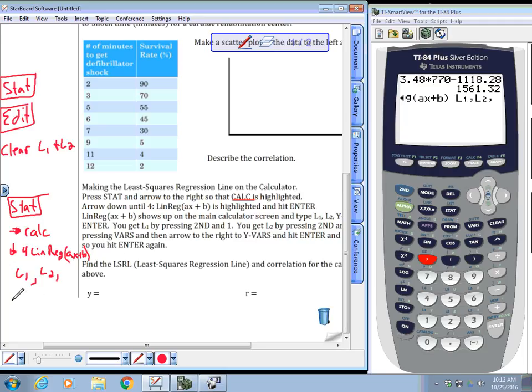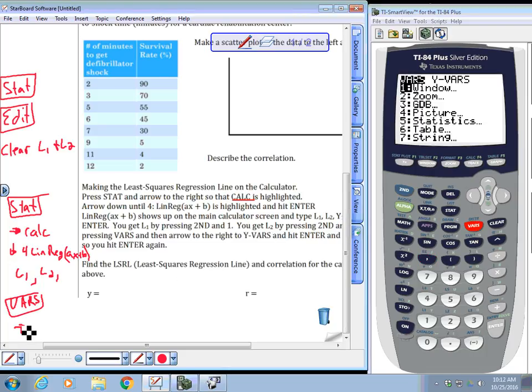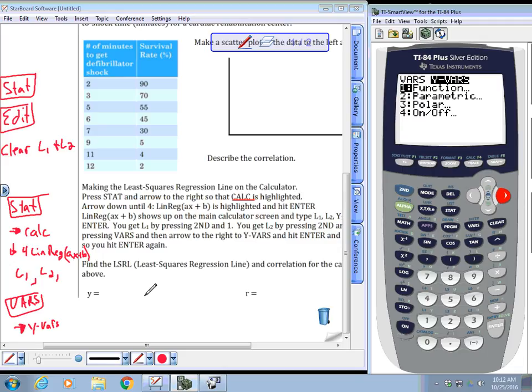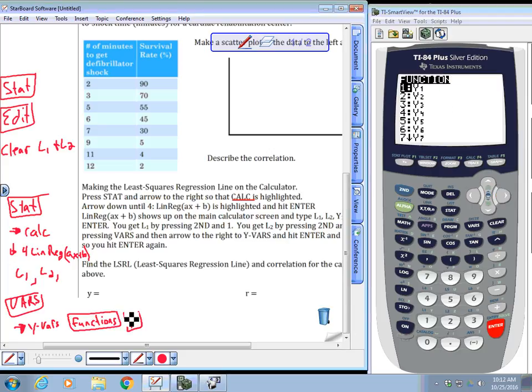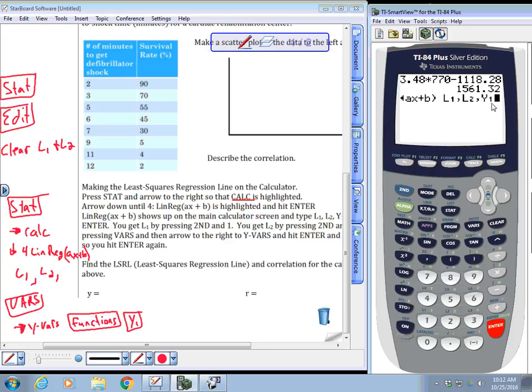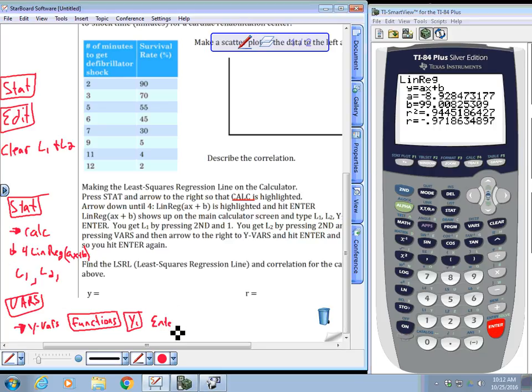So we will do that by hitting Vars, which is variables. We're going to scroll to the right for the Y variables. We're going to hit enter for functions, and we're going to enter Y sub 1. So there's our Y sub 1. Now let's perform it by hitting enter one more time. And you should see that we are in linear regression.